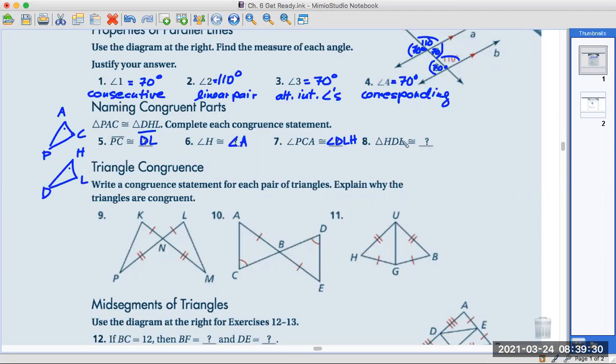This symbol means triangle HDL, so they just renamed it. They're calling it different now. So you have to look at the other triangle and follow the same order. H is in the middle, so I'm starting with A. D is the first, so that goes to P. And L is at the end. So that's how you name these correctly. It's called a congruent statement.